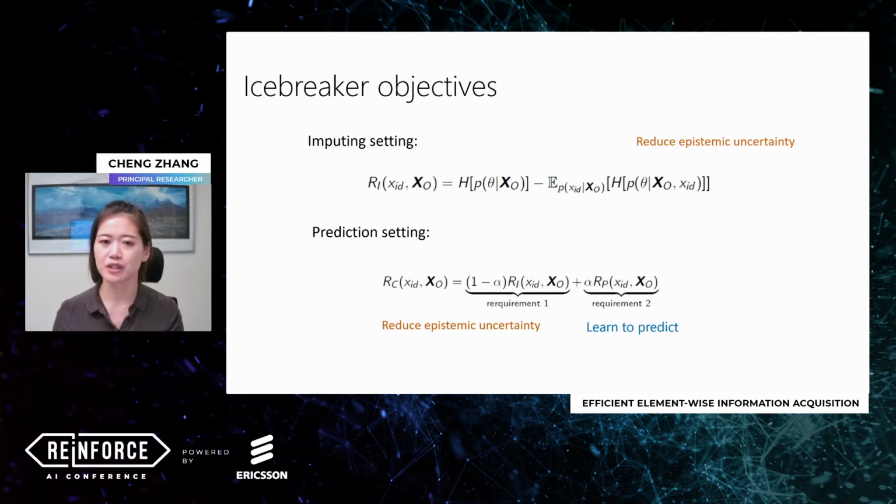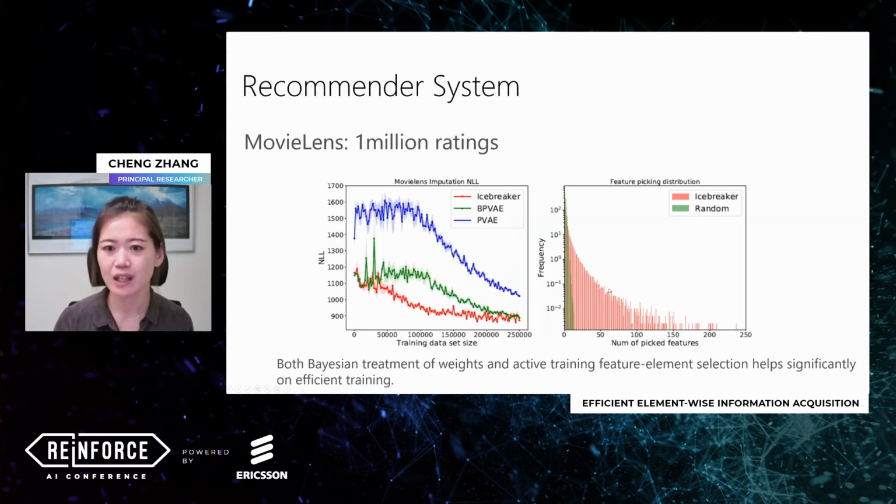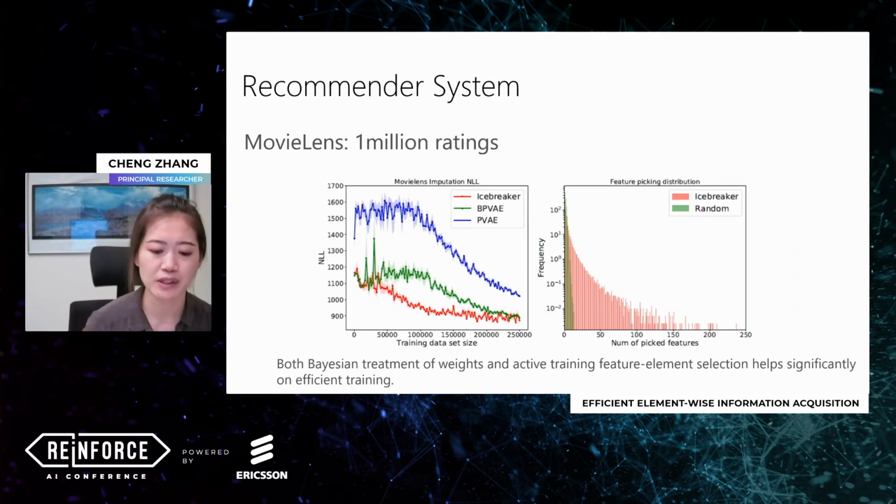As an objective, we want to use such a model, including for training data collection as well. The setting is we want to reduce the epistemic uncertainties. You can see in the imputation setting, what we actually want to reduce is the uncertainty on the model parameter. And in the prediction setting, we want to reduce uncertainty both for the model parameter and also for the prediction quality. And we can show this with different experiments.